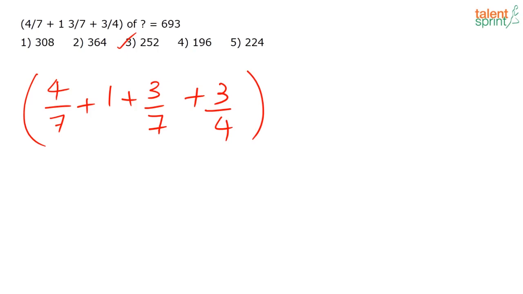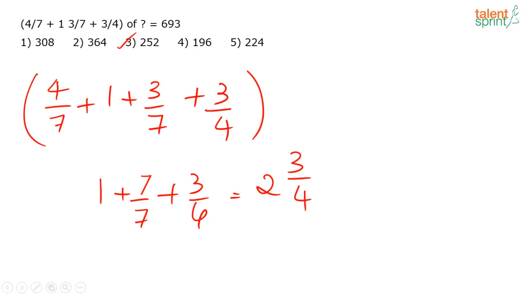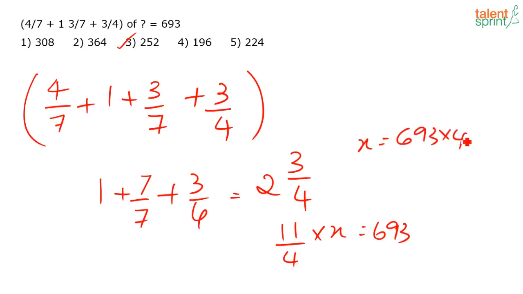So again, by looking at the options and the question, sometimes you can solve it faster. So if you do it in this way, what do you get? 1 plus 4/7 plus 3/7, the denominator is the same, so 4 plus 3 is 7. So this is 7/7 plus 3/4, correct? That is equal to 2 3/4, or 2 plus 3/4. So 4 2s are 8, 9, 10, 11, that is 11/4. 11/4 of x is equal to 693, or x is equal to 693 into 4/11. That's how we solved it.